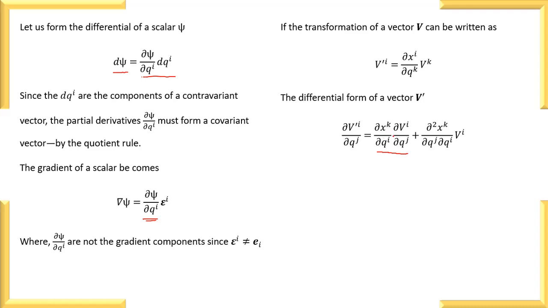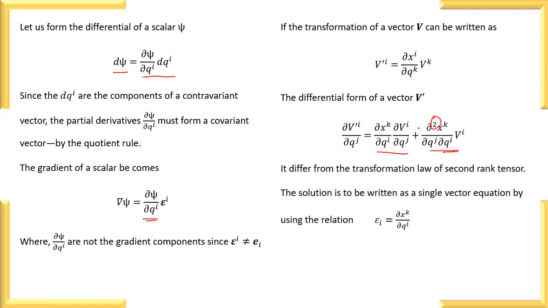Here we have a tensor, we know that. But this term seems not much familiar because here we have a quadratic term. So this is different from the transformation law of a second rank tensor. So what we said here is that this cannot be the components in del psi.